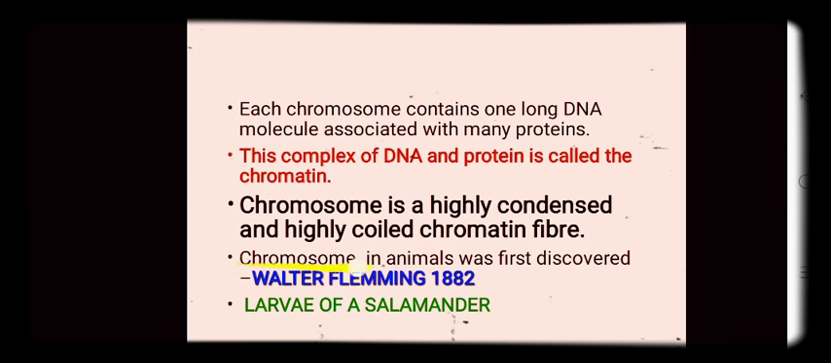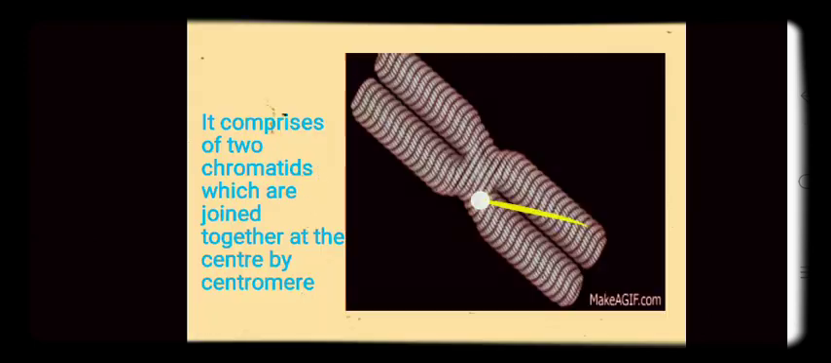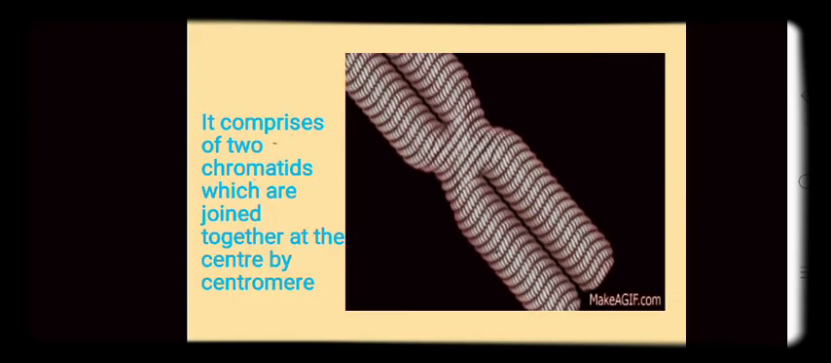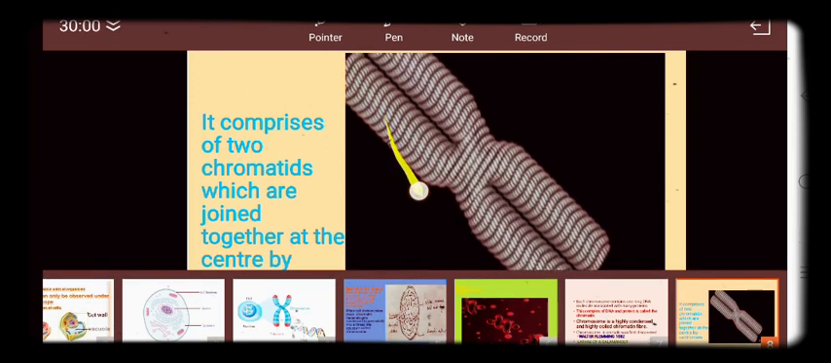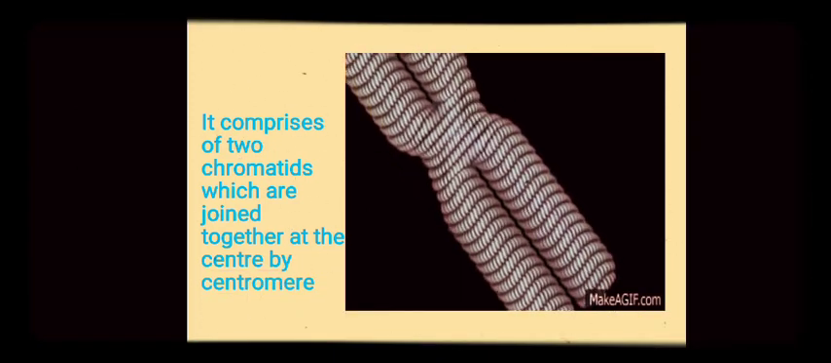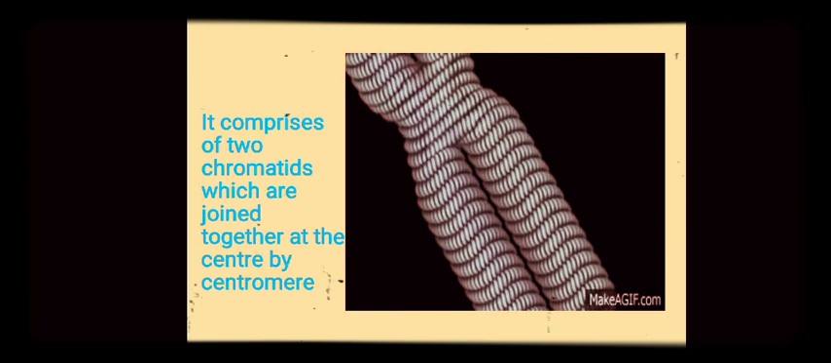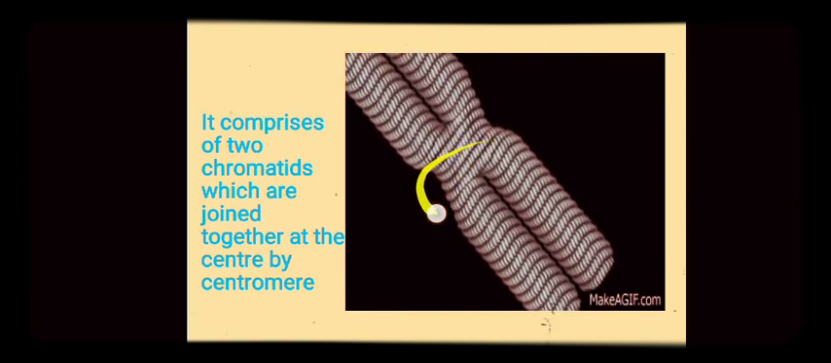Chromosome in animals was first discovered by Walter Fleming in 1882 while studying the different stages of the larva of salamander. It comprises of two chromatids over here and here, alright, which are joined together at the center of the centromere.